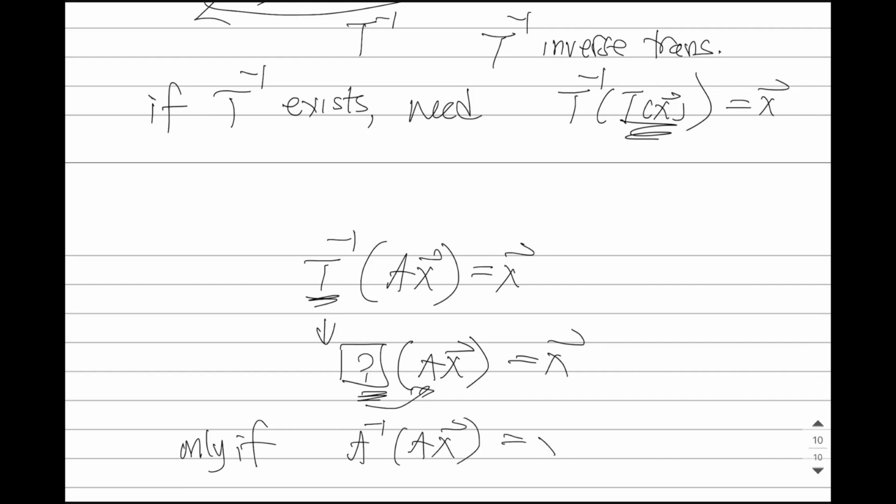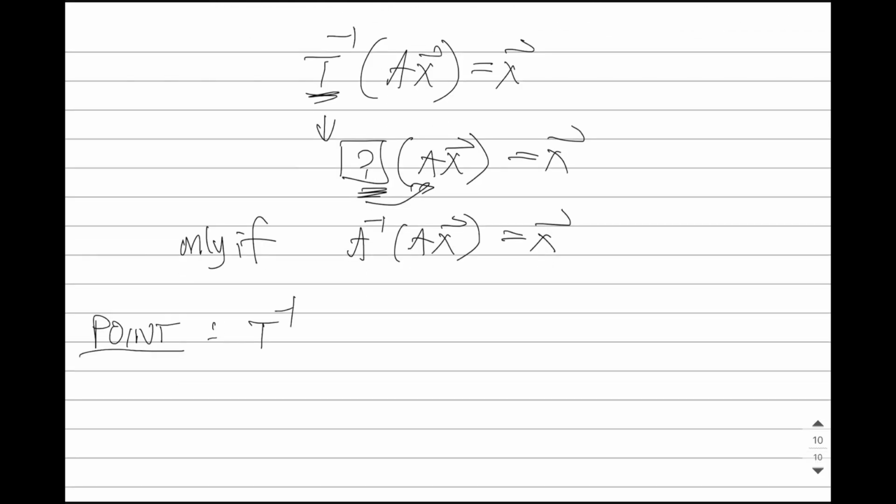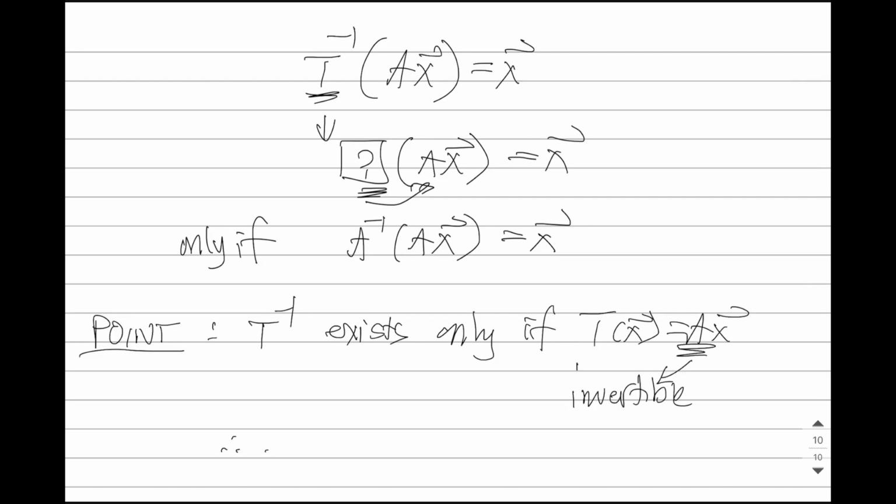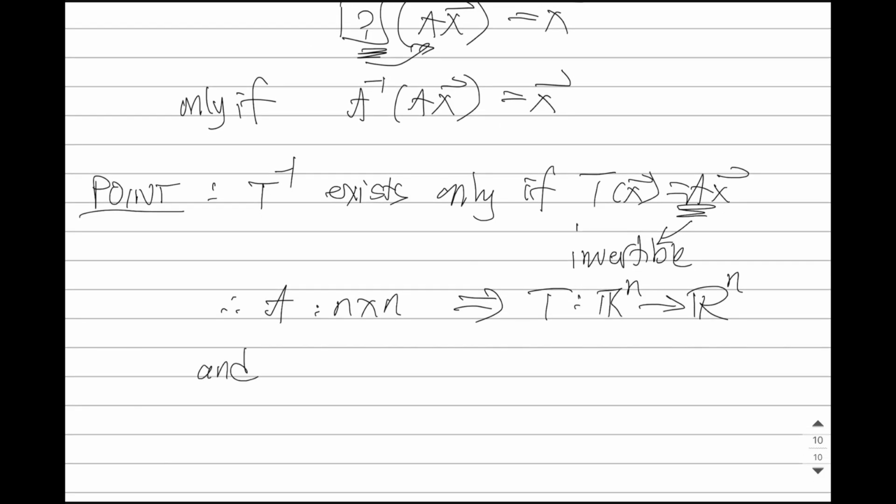So the point of the story here is that T inverse will exist only if this transformation has an invertible matrix. And that means that A has to be n by n, and that tells you that this transformation can only go from a space to itself. You can't leave your space. You have to stay in the same vector space you're in. And if that's the case, then your inverse transformation will simply be the inverse matrix times what you've got there.